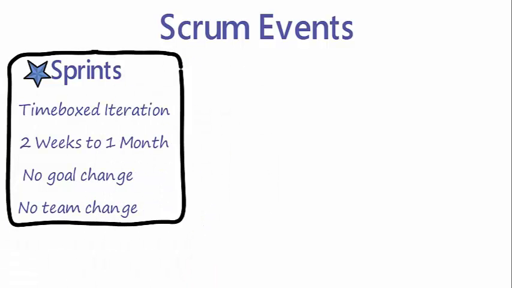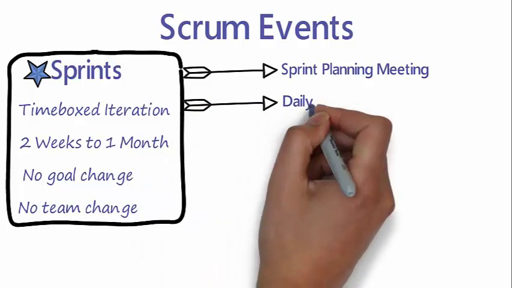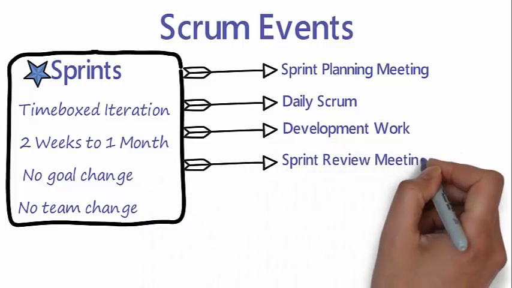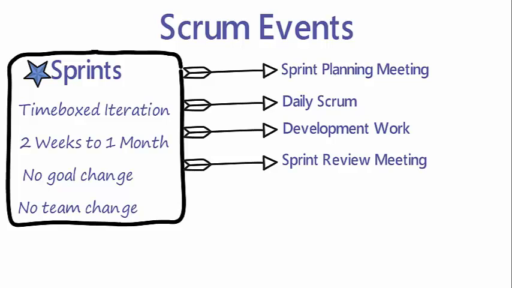Sprint is a time-boxed iteration. A sprint starts with a sprint planning meeting, where the work to be performed is defined. Development activity includes analysis, design, coding and testing. A daily 15-minute Scrum will be conducted to assess the progress of the sprint. At the end of the sprint, a sprint review meeting is conducted to evaluate the outcome of the sprint.